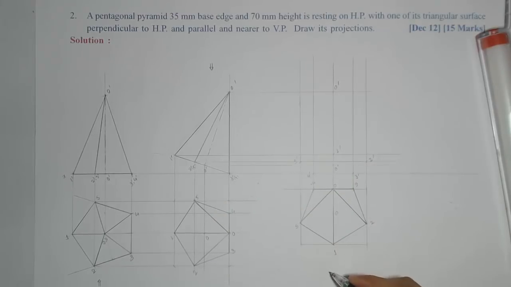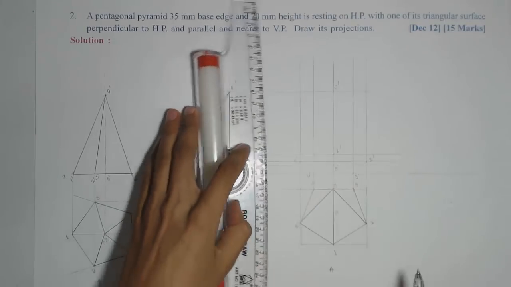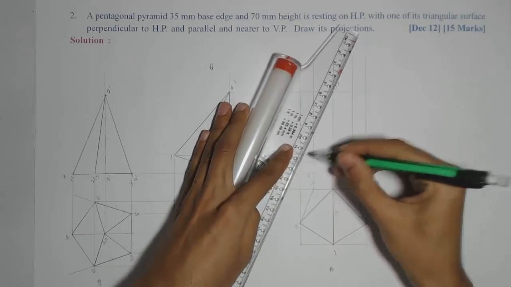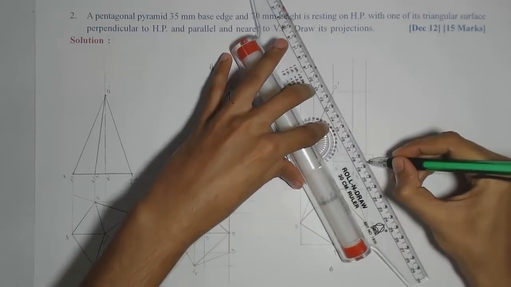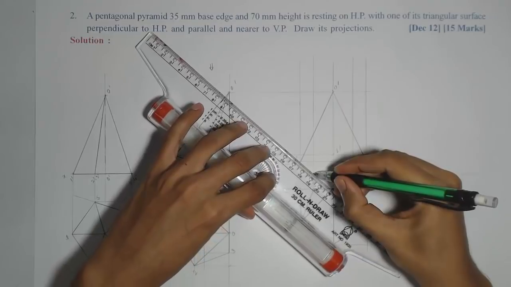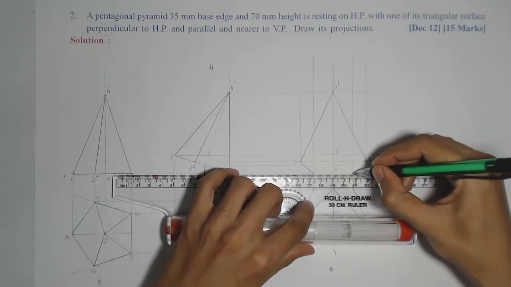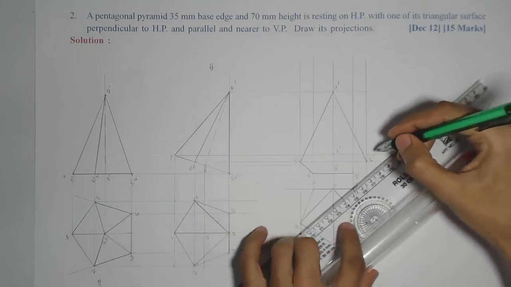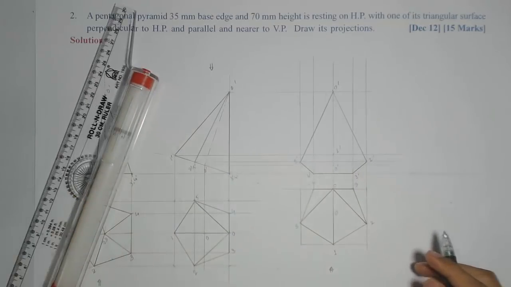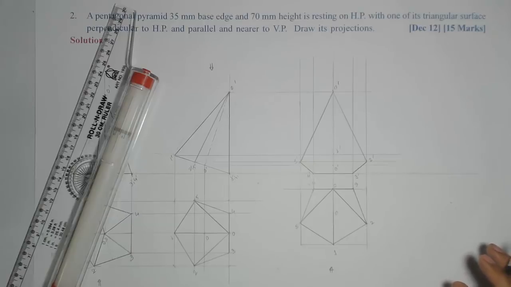Now to mark the visibility in the final view, I need to first see the direction of the observer. Now, the first rule is the boundary should be dark. So whatever is the line on the boundary, I'll make it dark. So on the boundary, I can see the slant edge O dash 5 dash, the slant edge O dash 2 dash, then base edge 5 dash 4 dash, base edge 3 dash 4 dash, base edge 2 dash 3 dash. So whatever is the line on the boundary, I've made that dark first.